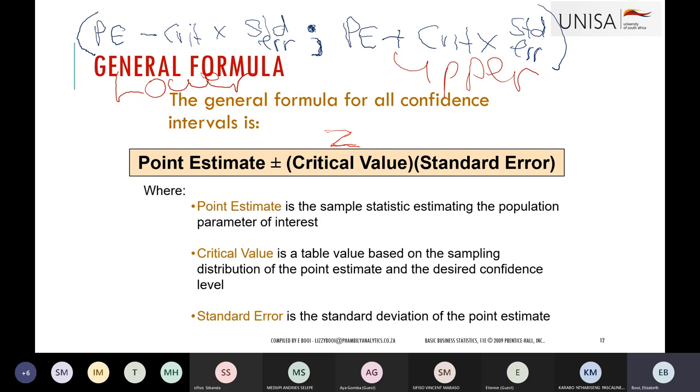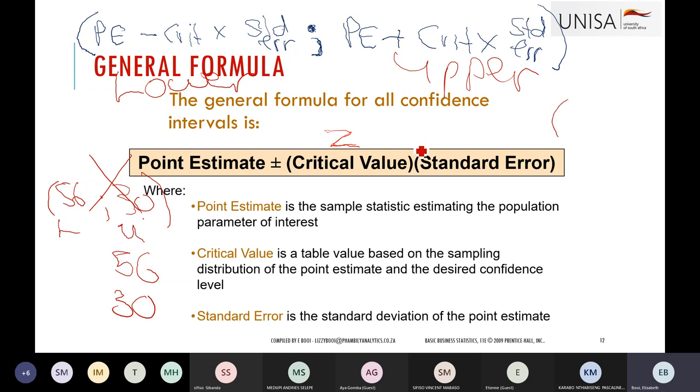Or if you want to remember: if you do the plus first and you find that the answer is 56, and then you do the minus and you find the answer is 30, let's say, for argument's sake, do not write 56, 30. It's going to be wrong, because 30 is smaller. Always remember: lower, upper. So you're going to write 30 first and then 56 second, so that it starts from 30 and goes to 56.